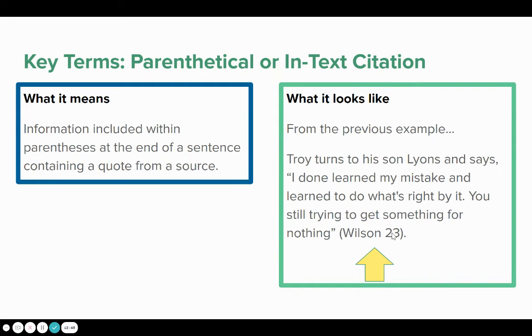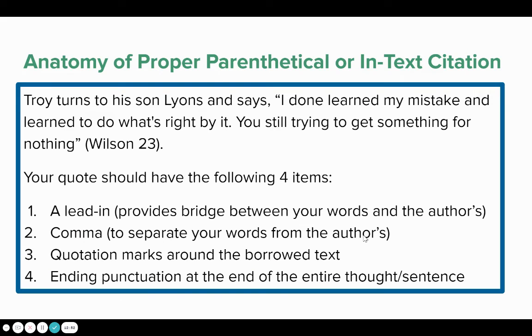And the in-text citation ultimately connects the reader back to the works cited page. They can say, ooh, I want to check out this Wilson text. They look for the last name Wilson, and then they can go to the works cited page and find that specific text. So this is an anatomy of a proper parenthetical or in-text citation.